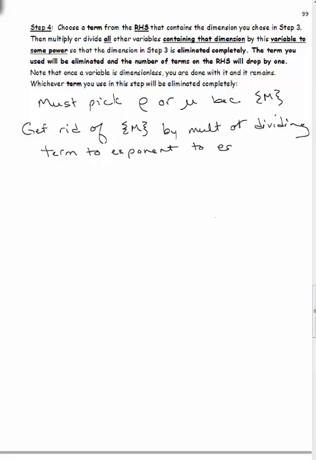To each term, to get rid of each other term, to get rid of that dimension. Okay, so what I mean, I'm going to pick rho because it's a little simpler than mu. Okay, so starting on the left-hand side, if you look at L, it had just a plain m in it.